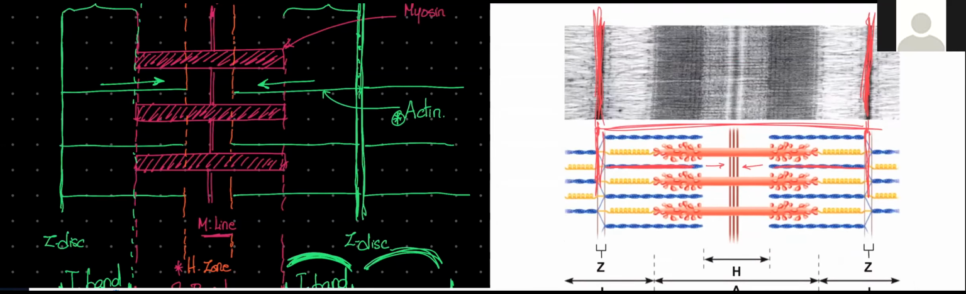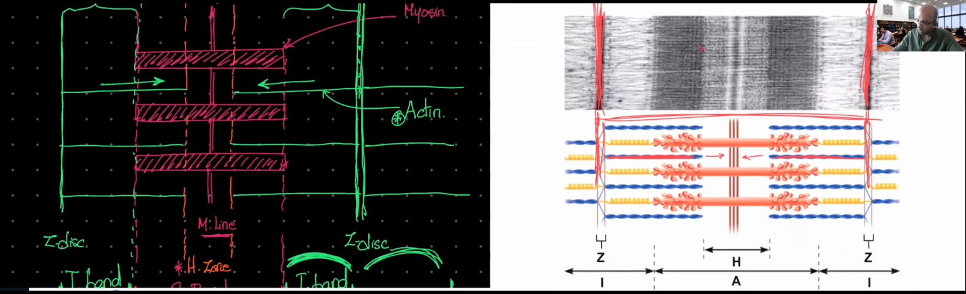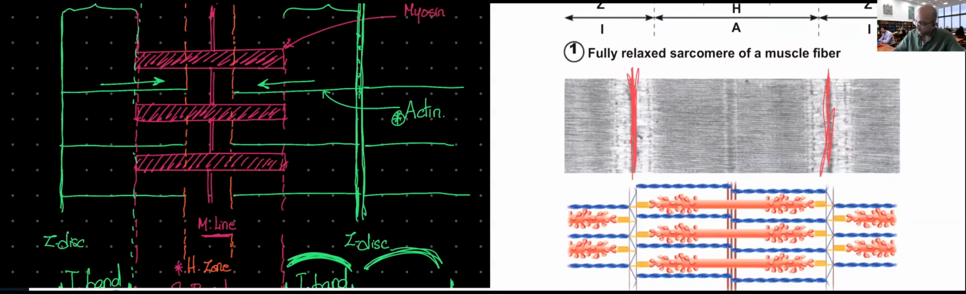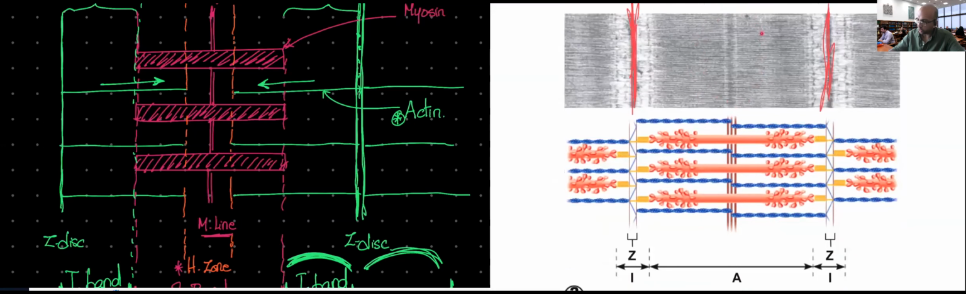This is in a relaxed state. I see clearly the M line on here, the H zone, and this is my A band, and this part on here is my I band. So as I pull the thin filaments towards the M line, the H zone disappears, so no H zone on here. And the two Z discs attaching the thin filaments to one another are going to be moving closer towards the M line, causing the shortening in the length of the sarcomere.